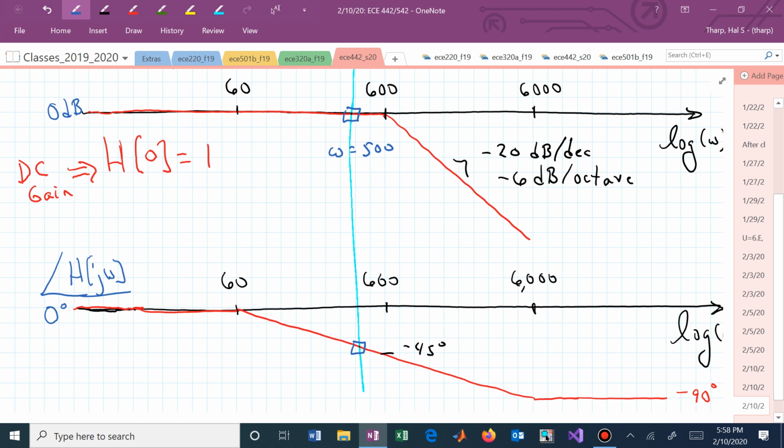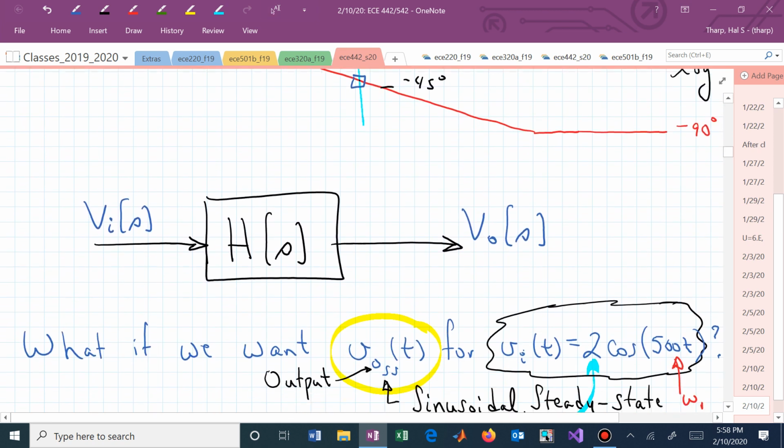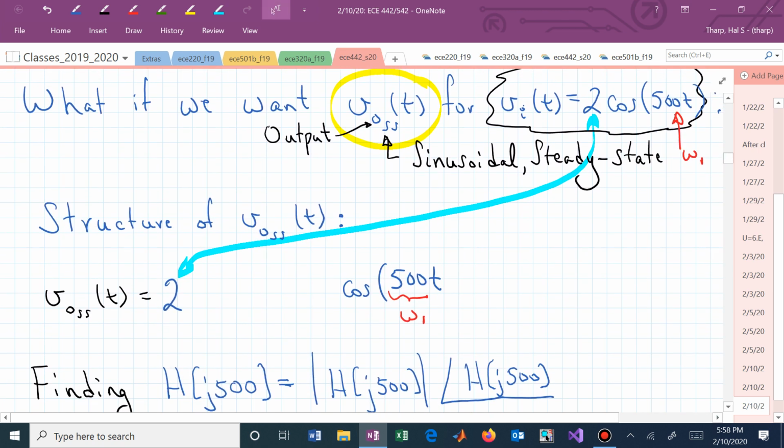Now, where was I? Trying to find the structure. We know we're shaking at 500. How do we change, or do we need to change? Does our magnitude change? Well, from our straight line sketch, it really doesn't, but it is a little bit. It's going to be modified. And how do we denote that in this expression?